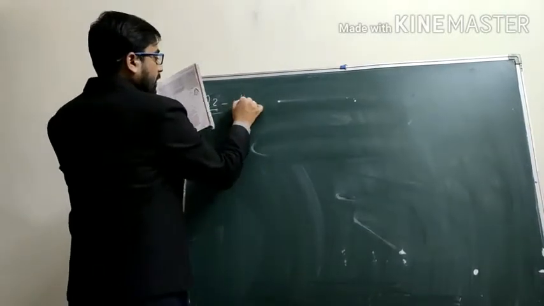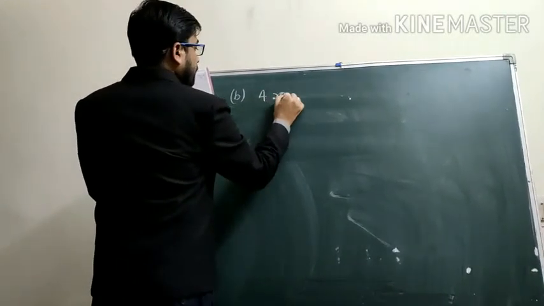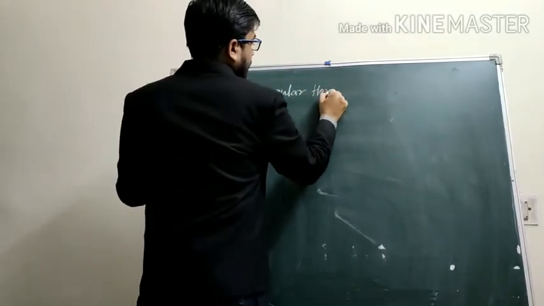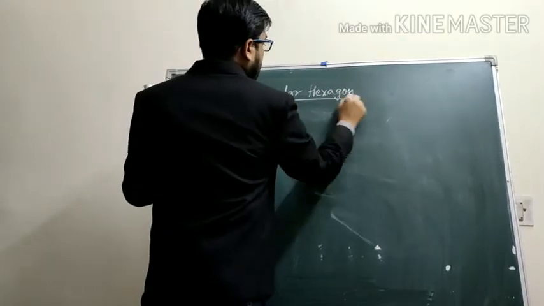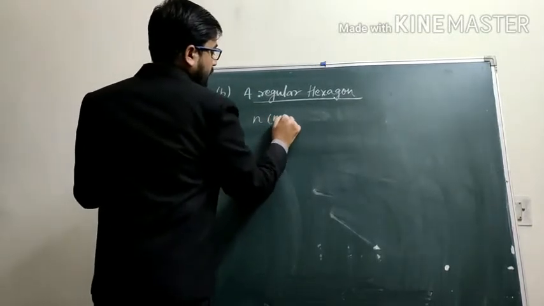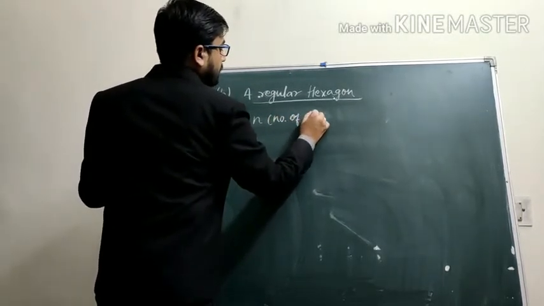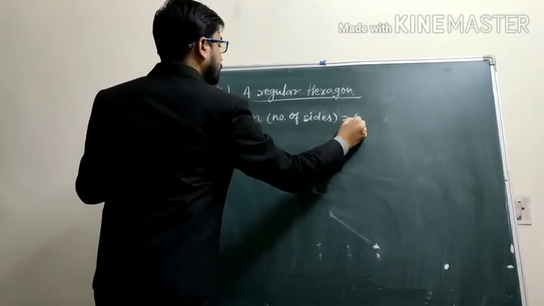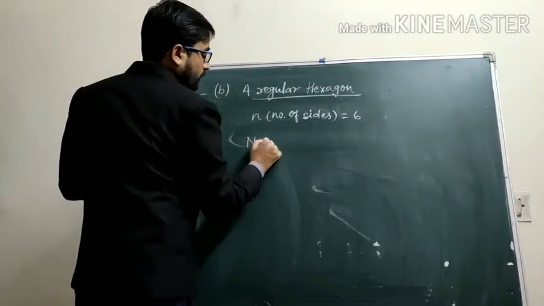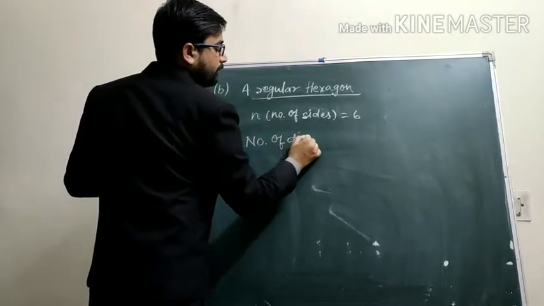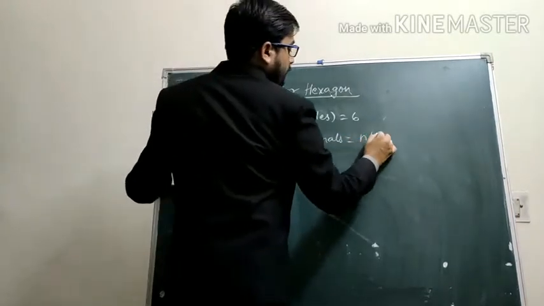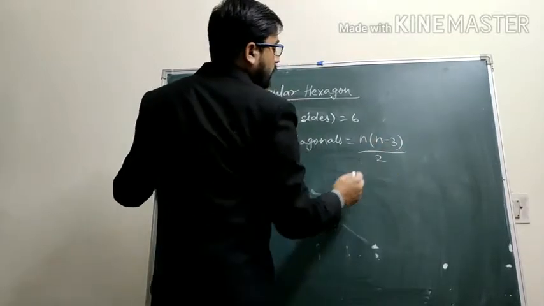B, a regular hexagon. You know, in hexagon number of sides is equals to 6. Finding how many diagonals in regular hexagon. Number of diagonals. Formula n into n minus 3 upon 2.